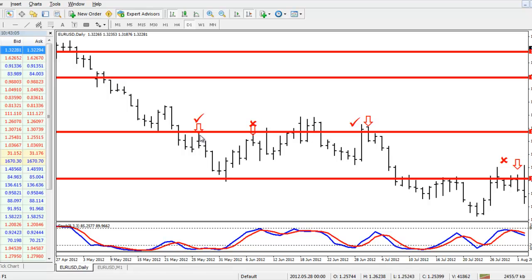But bearing in mind that our winners are making us twice what our losers are costing us, we're still pretty happy with the overall result. 2 winners, 2 losers, yet we're still happily profitable.